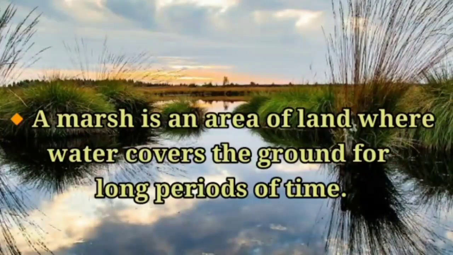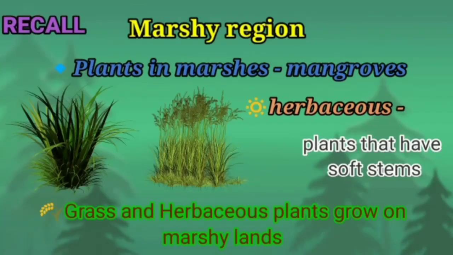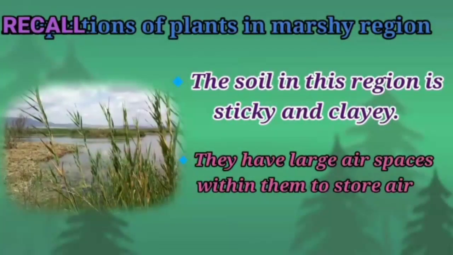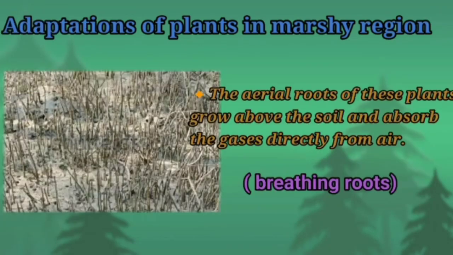Next, marshy region. A marsh is an area of land where water covers the ground for long periods of time. Grass and herbaceous plants grow on marshy lands. The soil in this region is sticky and clayey to store air. Plants have well developed root systems. The aerial roots of these plants grow above the soil and absorb the gases directly from air. So, aerial roots are called breathing roots.